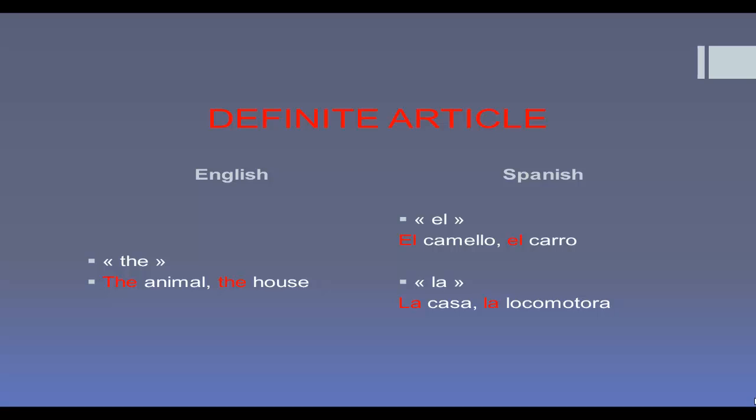Definite articles. In Spanish, we have two definite articles, el and la. Each one represents the gender of the noun. For example, el camello, el carro, y la casa, la locomotora. On the contrary to English, where we have one definite article: the animal, the house.